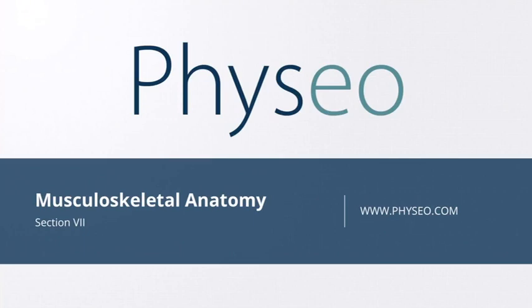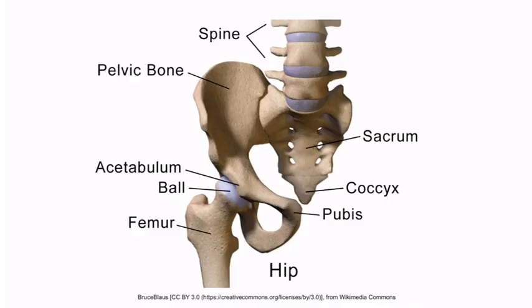Welcome to section 7 of musculoskeletal anatomy. In this video, we'll discuss the hip. Let's get started. This is an image of the hip and surrounding bones.